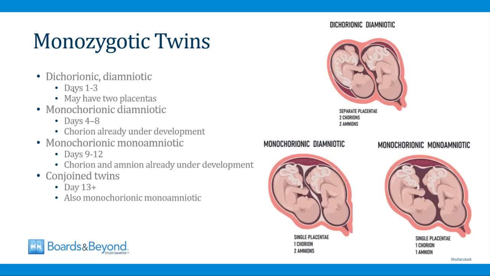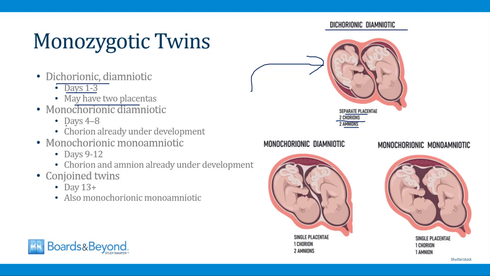If the zygote divides in two in days 1 to 3 after fertilization, then the monozygotic pregnancy will be dichorionic diamniotic, and you can even have two placentas in this situation. This is what's shown at the top of the screen here. So a very early division of the egg leads to two chorions, two amnions. There can be separate placenta or the placenta can be shared, but this will be a dichorionic diamniotic pregnancy.